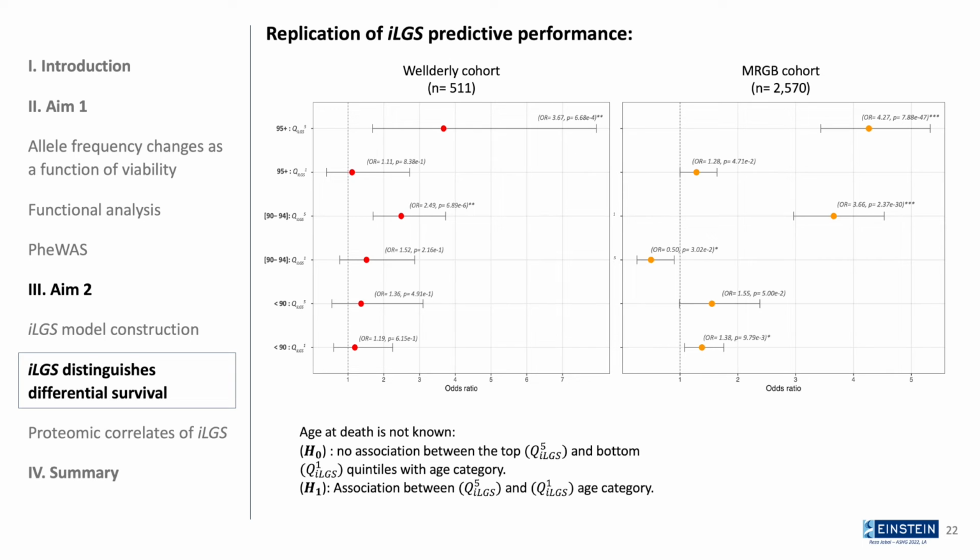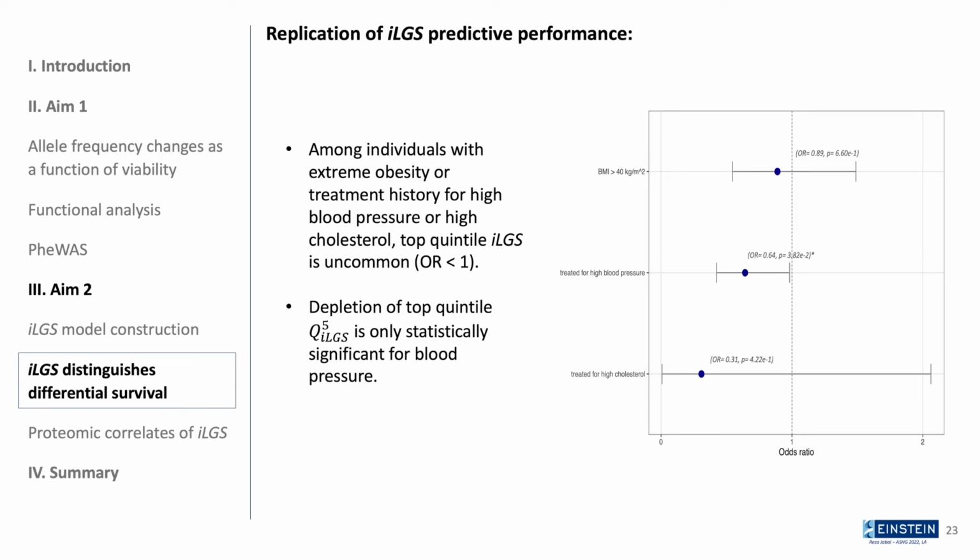Given that age at death in these cohorts is undetermined, we believe the stronger signal toward exceptional longevity arises from the more homogeneous cohort construct among individuals achieving the upper limits of longevity. Using the available clinical data in the MRGB cohort, we further investigated the association between the top quintile iLGS and three age-related traits, including extreme obesity, identified by BMI over 40, treatment history for high blood pressure and treatment history for high cholesterol. Despite the expected direction of effect across the three traits, the protective effect of top quintile iLGS is only statistically significant against treatment for high blood pressure.